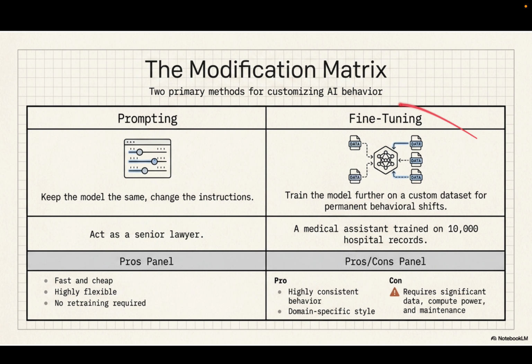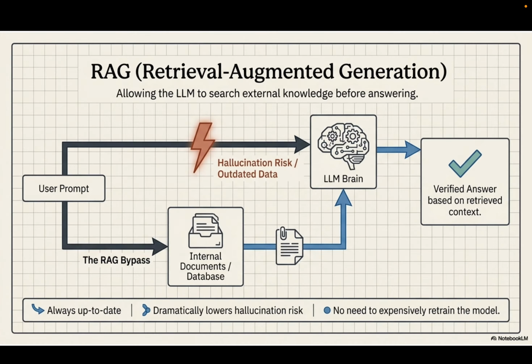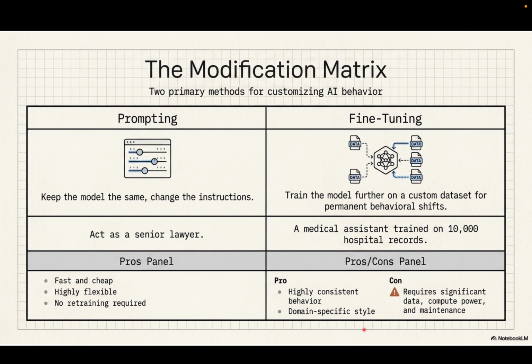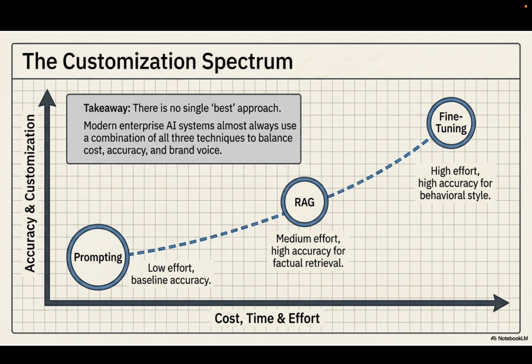That is what is defined by fine tuning. It is training the model on a custom data set for permanent behavioral shifts. However, retrieval augmented generation is for temporary shifts. Okay, you can understand the difference, and there's a pros and cons panel that you can easily understand. The next is a customization spectrum that you can easily understand. This graph is just cost, time, and effort that everything uses, and accuracy and customization.